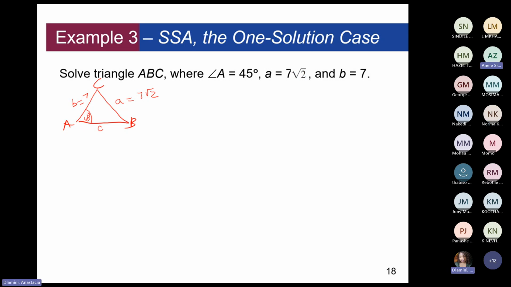Ma'am, can't you find the angles inside for C and B? Yes, that's what we want. We want angle C and B. We also want side c, because we only have 3 parts and we want the remaining 3 parts when they say solve the triangle. So you're going to just say 180 minus 45 and then divide by 2 to get both of them. But you can't do that.